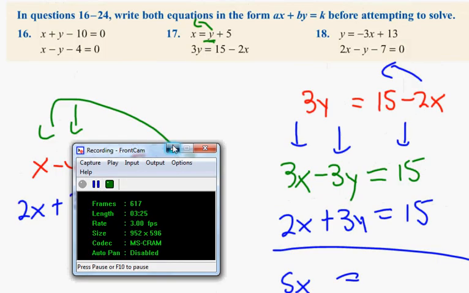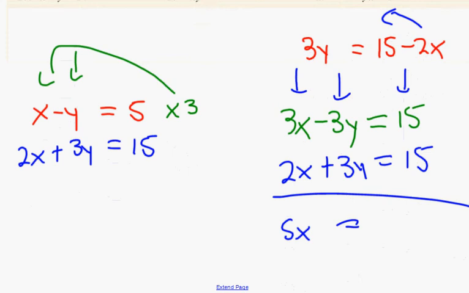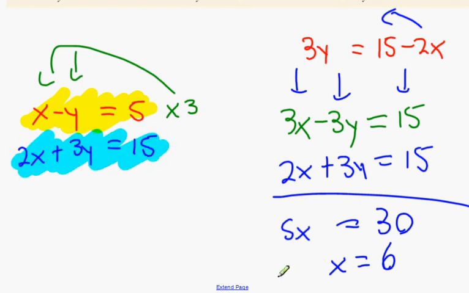So what we had here was we added it down, and we got 5x equals 30. Then x equals 6. Now we're not done there. Remember what we said earlier? Pick one of your 2 equations. You can pick the yellow one or you can pick the blue one. Pick the yellow one. x will equal what, guys?